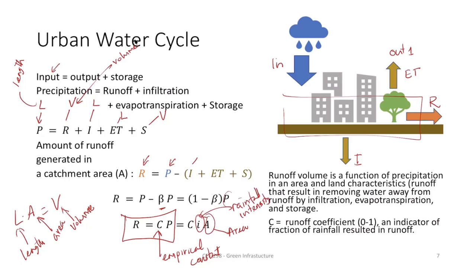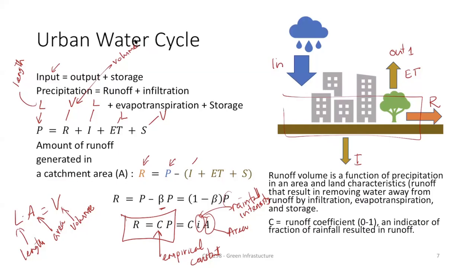So in fact, this equation will be useful for you to predict how much water you are going to receive in the green infrastructure. This is called the rational method. Rational method means that the amount of runoff you can receive is proportional to the amount of rainfall in that area, as well as the area of the catchment, because the larger the catchment, the more rainfall it will receive.